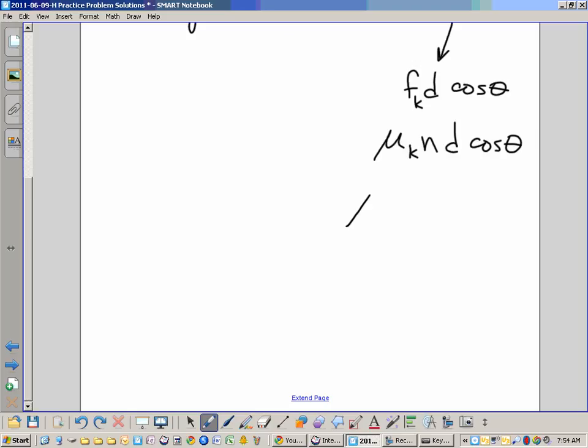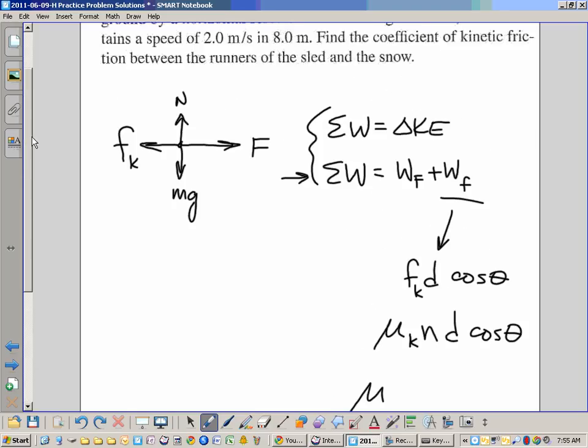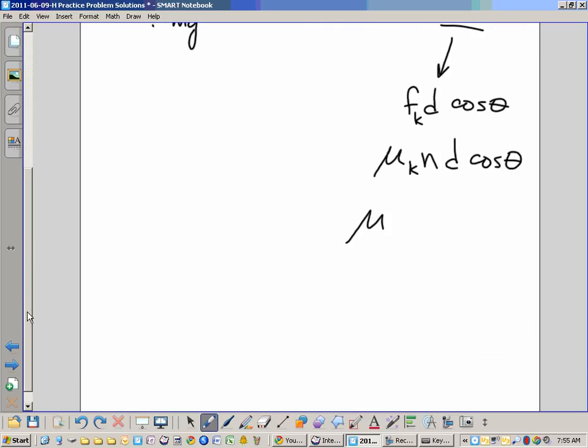All right, so we got mu, and because looking right here at our forces acting in the vertical direction, we're not moving in the vertical direction, we're not accelerating in the vertical direction, we're on a level surface, so we know that the normal force is equal to mg. So coming down here, we're going to say mu kinetic times mg times the distance times the cosine of the angle between them.